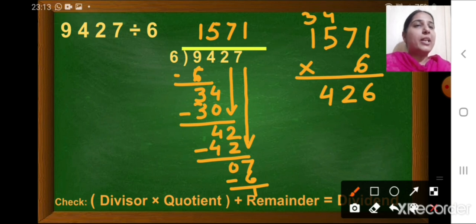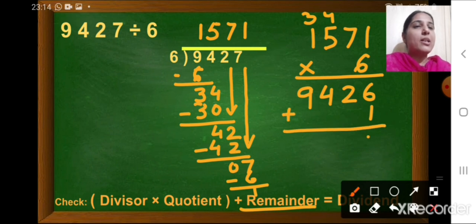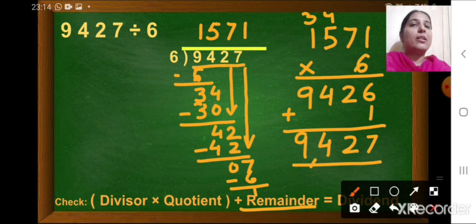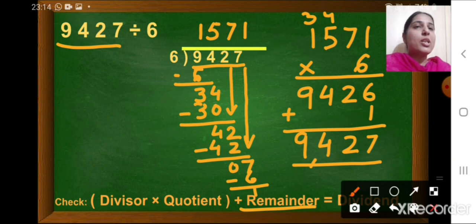So 4 we will write here, and 3 will be carried over. Now 1 6 is 6 plus 3 is 9. And now we have to add the remainder to that, so we will add 1 to it. So 6 plus 1 is 7, 2, 4, 9. So children, 9427 was our dividend, as you can see here. So it shows that our division is completely correct. This is the way to check whether our division is correct or not.